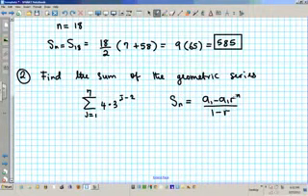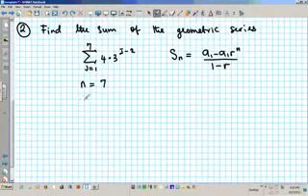Alright, so we need a1, n, and r in order to compute the sum. Let's see if we have all the components we need. Let's look for n first. n is the number of terms. Since we're going from 1 to 7, we're going to have a total of 7 terms.